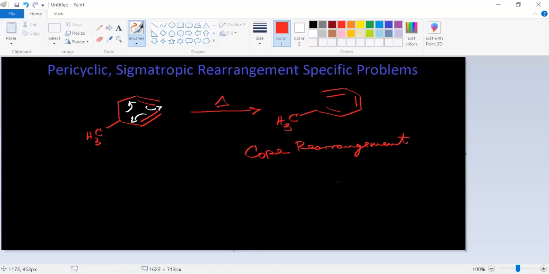So Cope rearrangements refer to 1,5 sigmatropic rearrangements that have regiochemistry retained. So I haven't really moved around any atoms. I just kind of picked one bond and made it into a double bond and let some electrons be pushed around. I do believe Cope rearrangements are usually done under thermal conditions. I don't think I've ever seen them done with photochemical, but you can look out for that just in case.